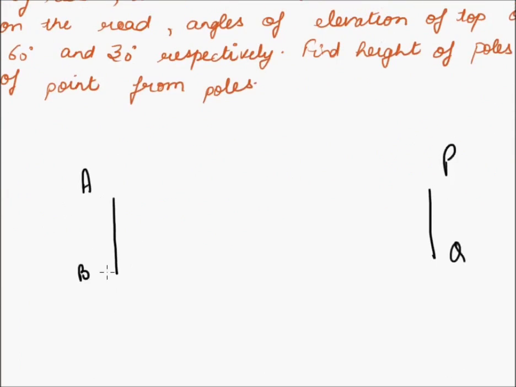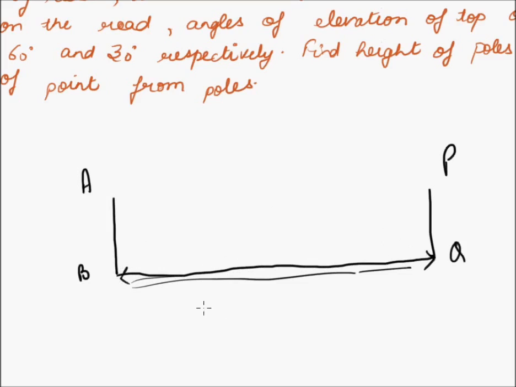If it is a road, then they are standing opposite to each other, which we have already mentioned, on either side of the road, and the road is 120 meters wide. So since they are standing opposite and this is the road, this length PQ will be 120 meters.